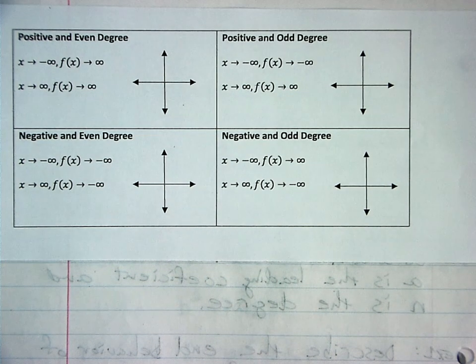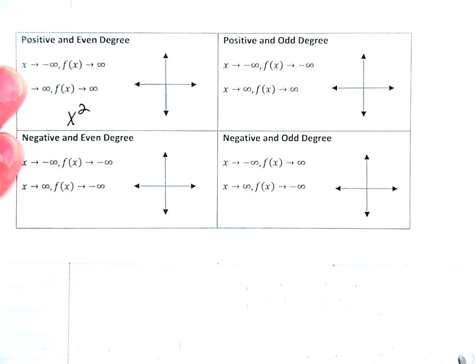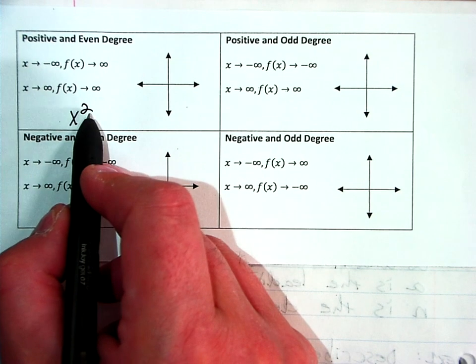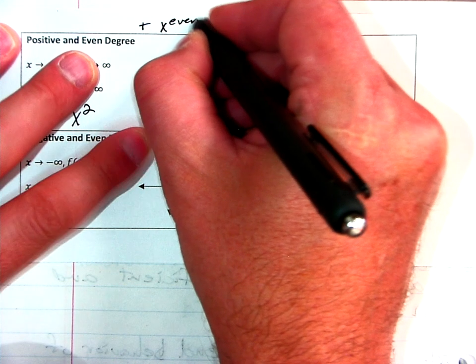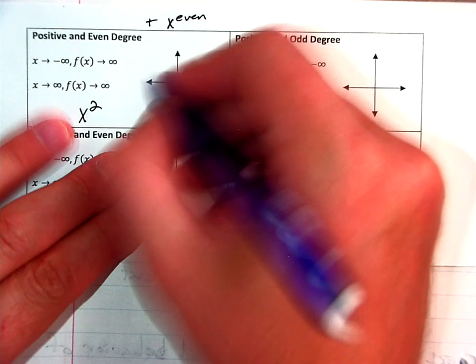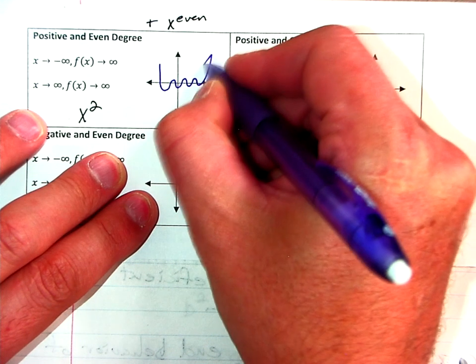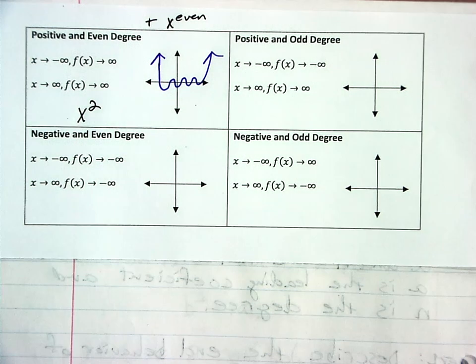Alright, positive and even. Let me give you an example of a positive even: x squared. This right here is positive. This is even. So it's a positive x to an even. It must open up. Both sides must open up. It could look something like this. It could have a ton of little squiggles at the bottom, but any positive x to the even must open up.